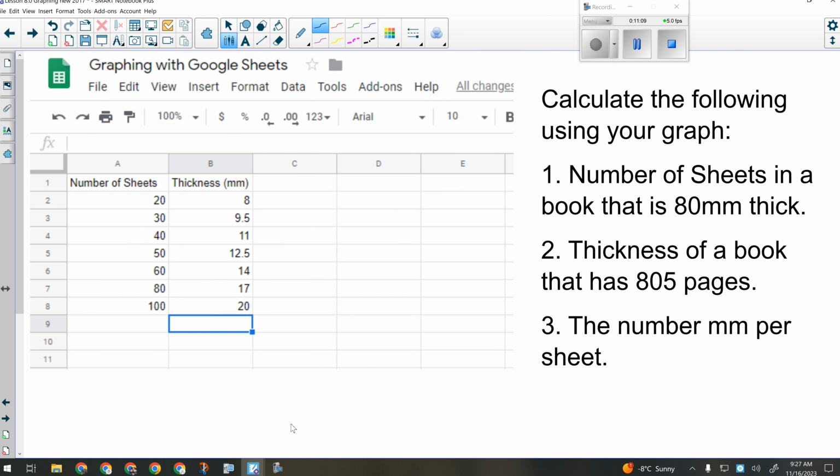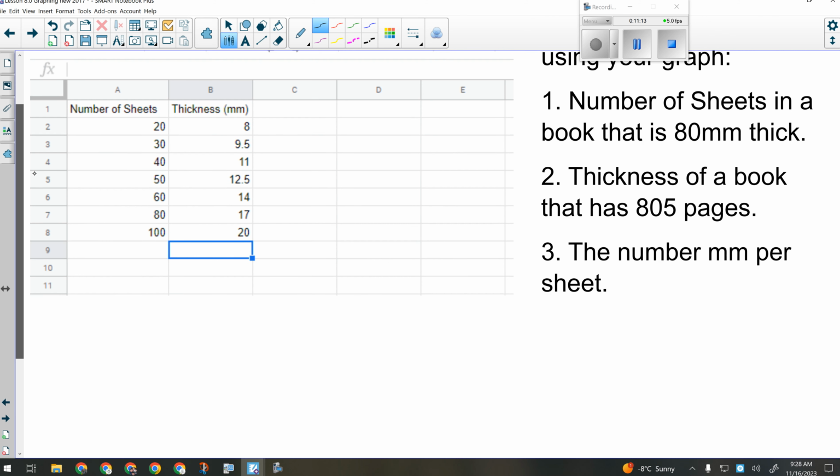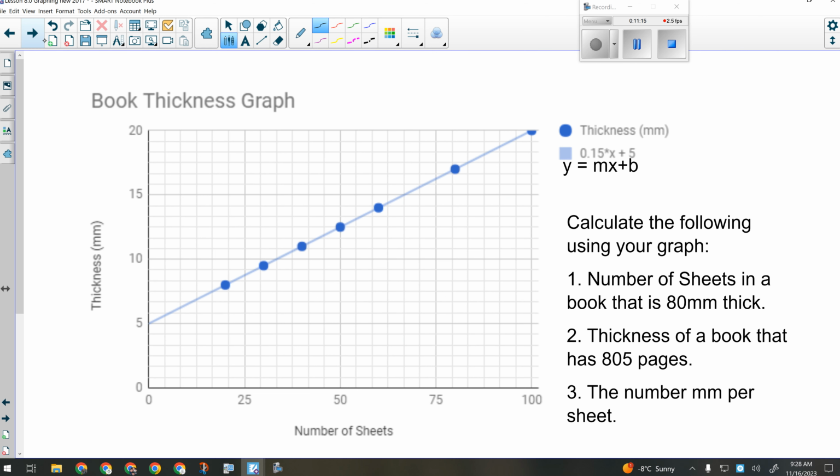So I made that book thickness graph. This was my spreadsheet here, the same one that we were just working on. And I got a graph that looked like this. And this is the equation that it spit out for me. Now, that equation is actually the graphing equation, or the equation for a linear function.